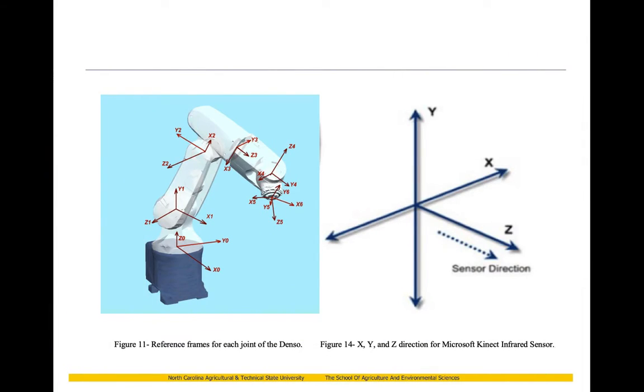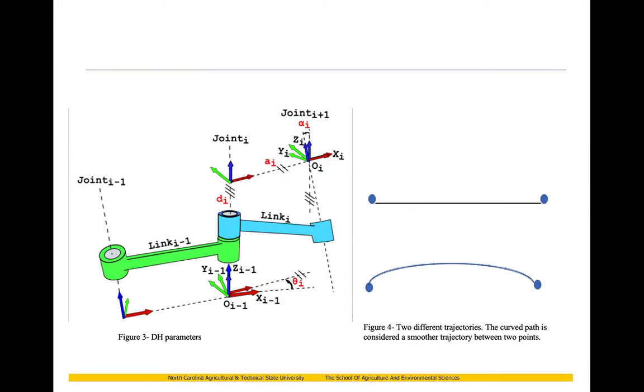As you can see in Figures 11 and 14, the Z direction for the Kinect is back and forth, whereas the Z direction for the base frame of the Denso is up and down. There are multiple ways to solve this problem. The first is by using DH parameters. DH parameters are used to create a transformation matrix that relates the base frame with the end effector. Figure 3 shows how DH parameters are found.